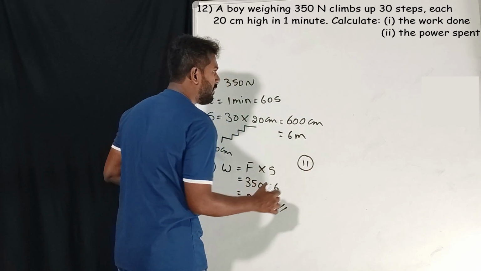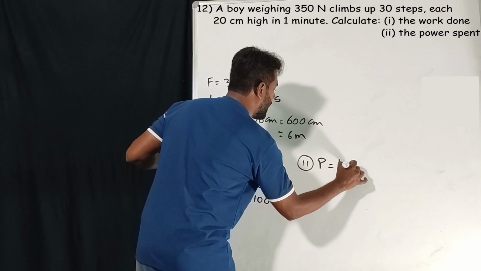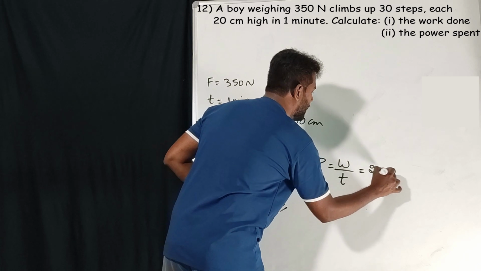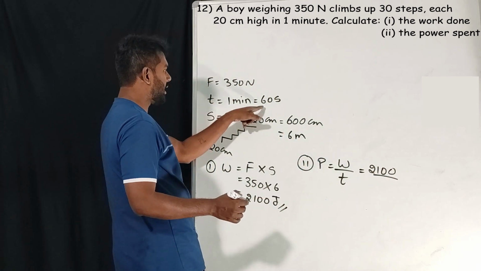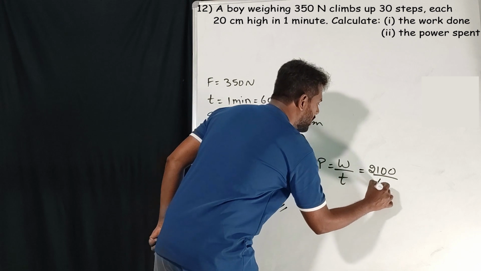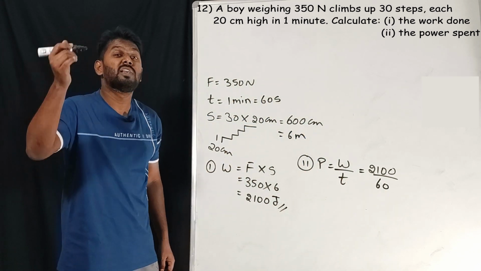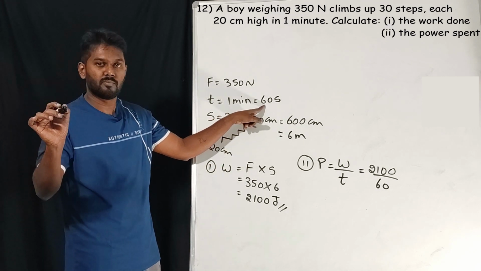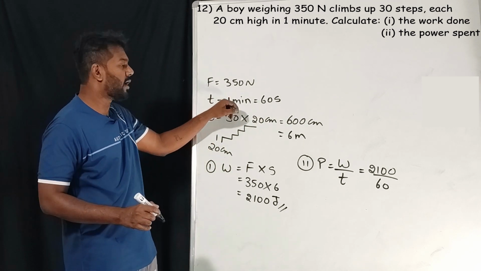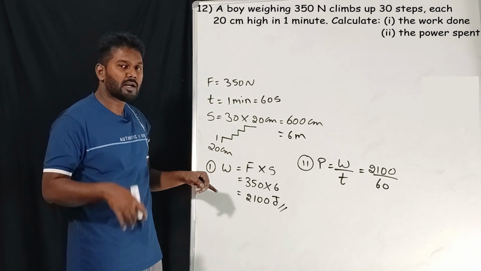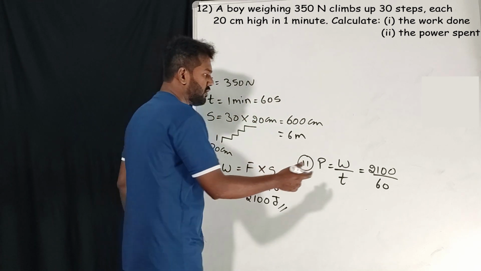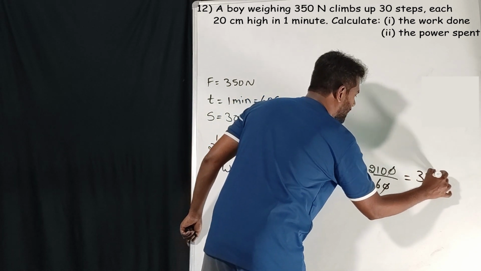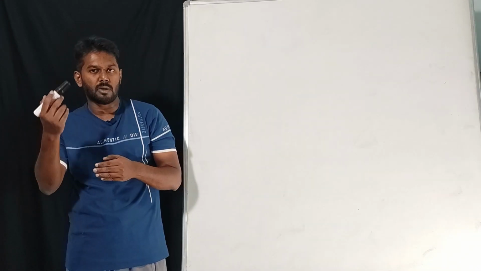Second, we have to find power. Correct. Power is equal to work done by time. What is the value of work done? 2100 divided by time. How much time it is taking? 60 seconds. So time should be in 60 seconds. Only when we are finding energy value, time will be in hours. If apart from energy, whatever we are calculating, time should be in terms of seconds. So 2100 divided by 60, that will be 35 watt. That's it.